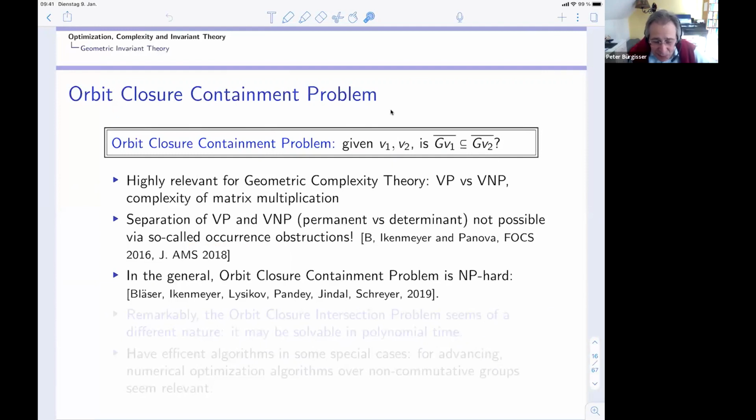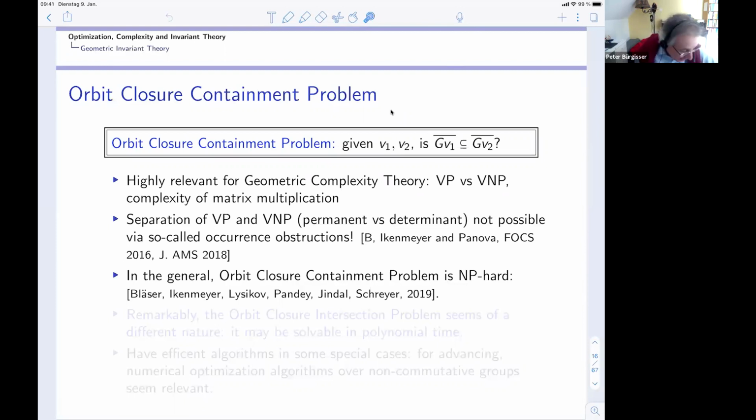So there's a nice insight by Marcus and co-authors. They proved that this orbit closure containment problem in general is NP-hard. Maybe this is expected, but it was very hard to prove. I mean, it's very hard to deal with these orbit closures. And so they came up with a setting where you actually could prove it's NP-hard. And I think this is very interesting.